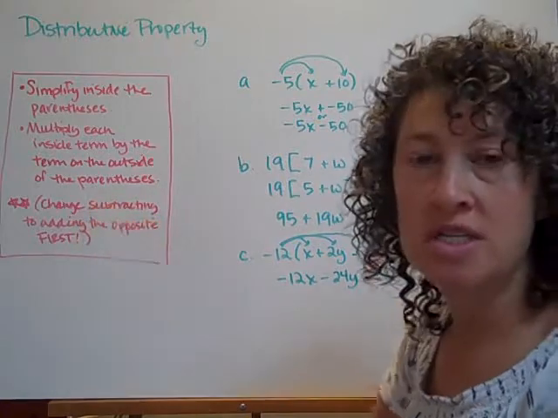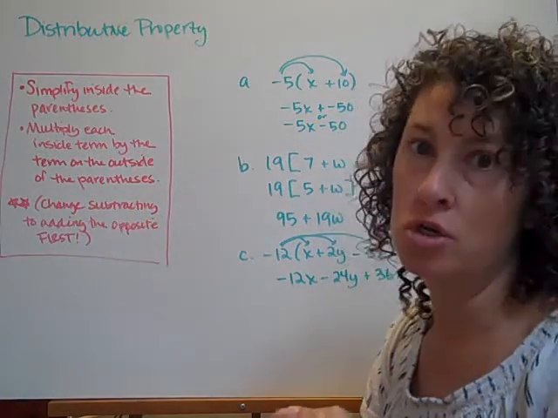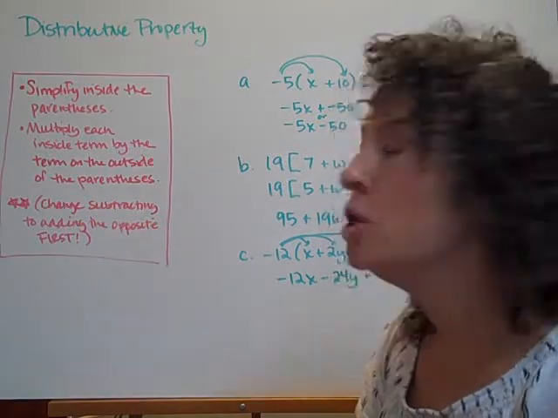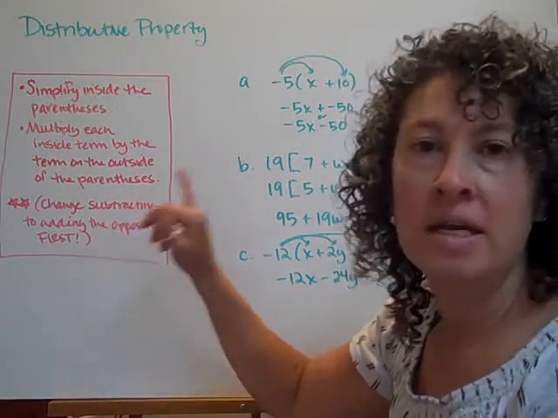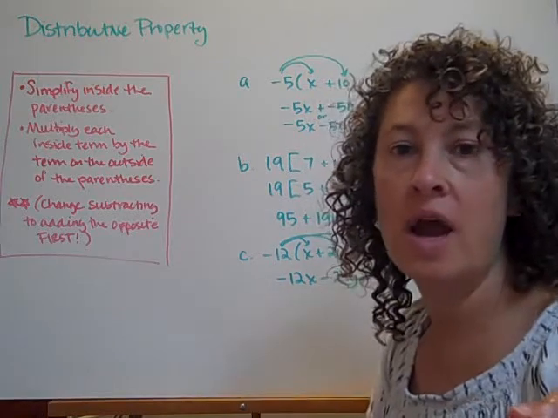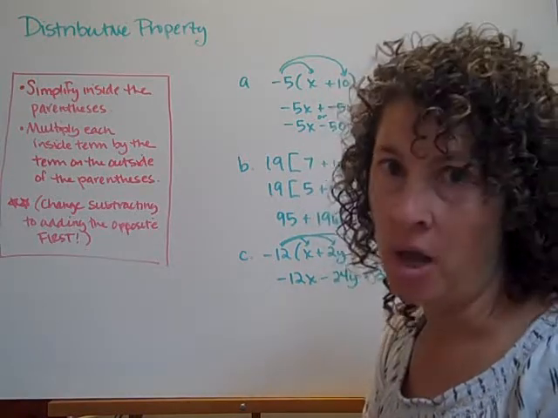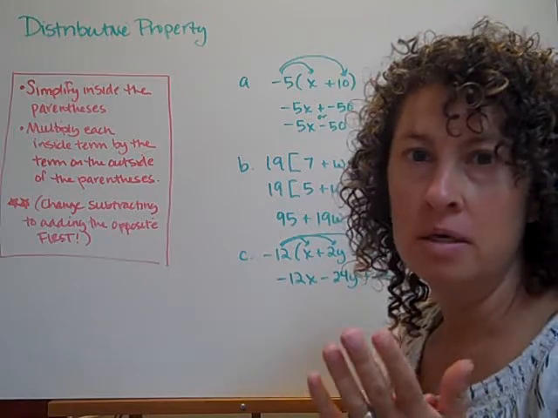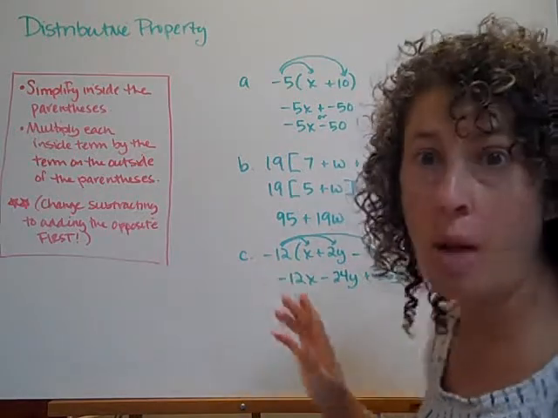I'm also going to suggest that if your integer skills are not super strong, you might want to change subtracting to adding the opposite first. So go through, and anytime you see subtracting, automatically change it to adding the opposite. That'll help you with some of the sign changes as we go. All right, so let's do a couple of problems.